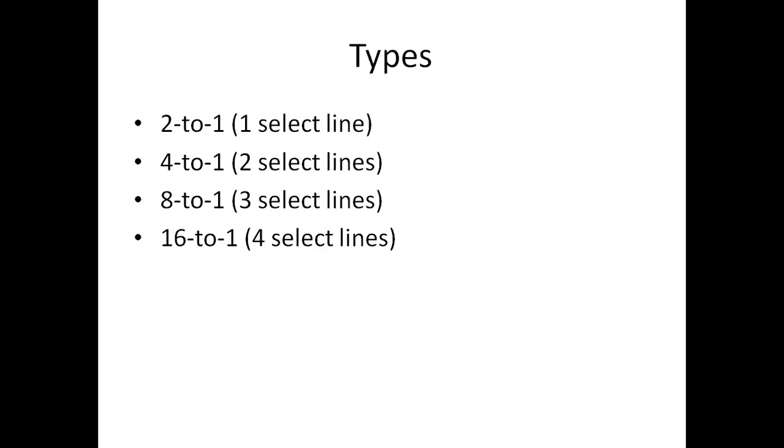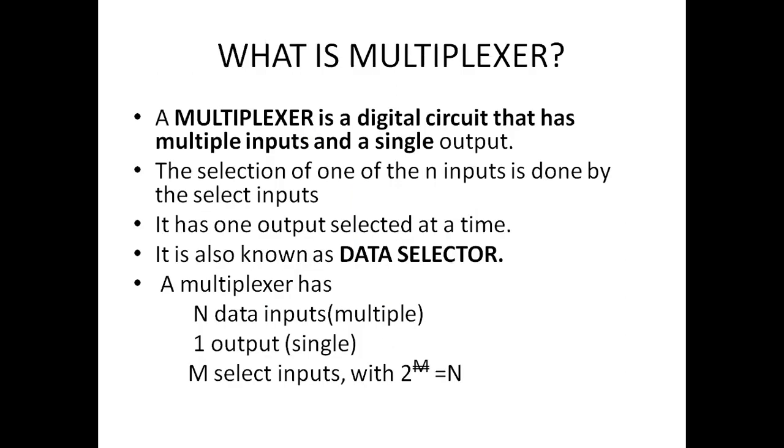If we take a 2 to 1 multiplexer, the select line will be 1. As we know that 2 is the number of inputs, the relation will be 2 to the power m equals n. That is, with n equal to 2, 2 to the power m equals 2, so m is 1.